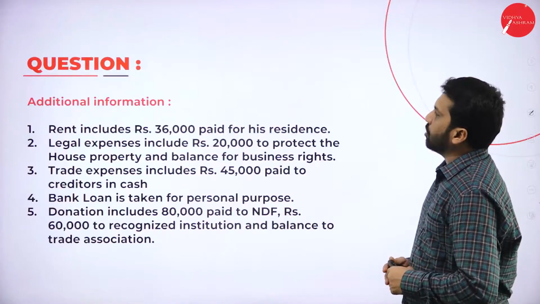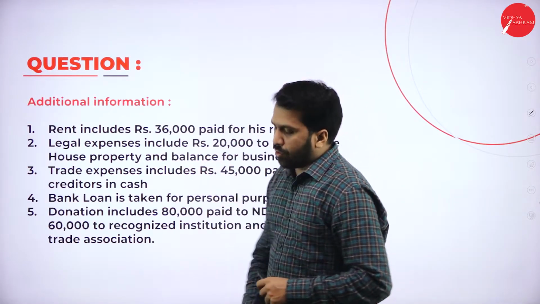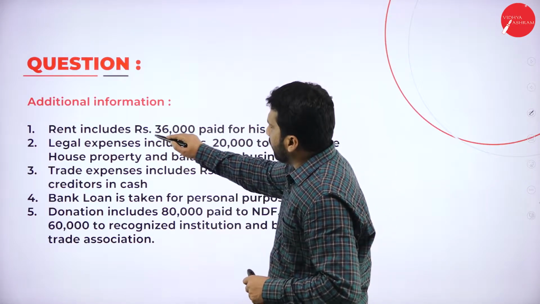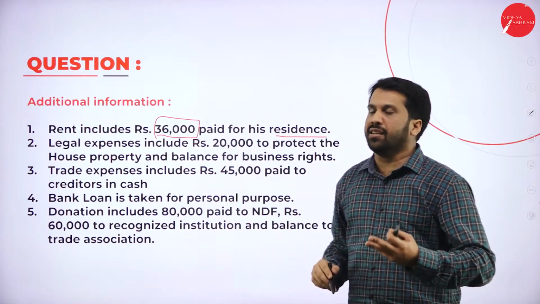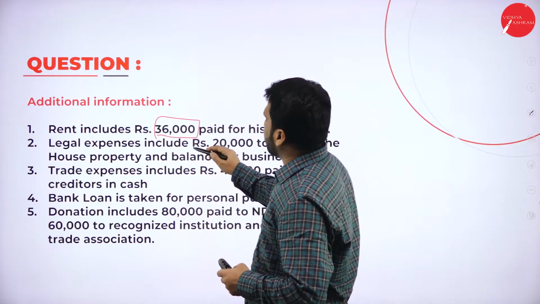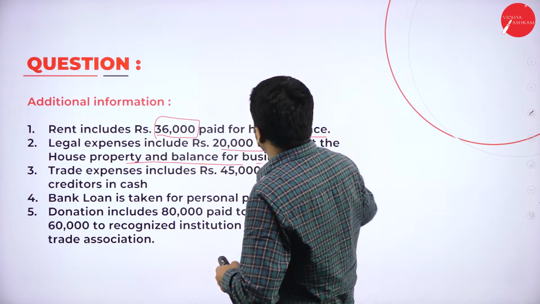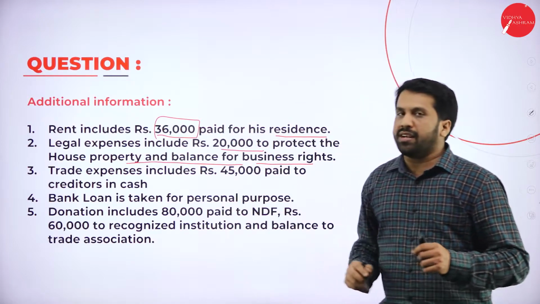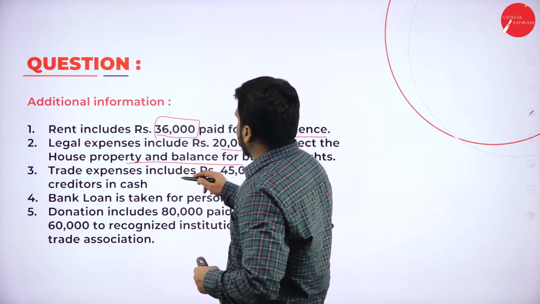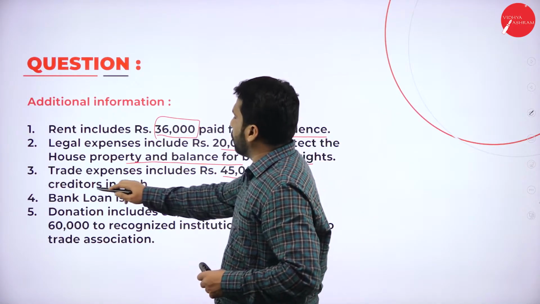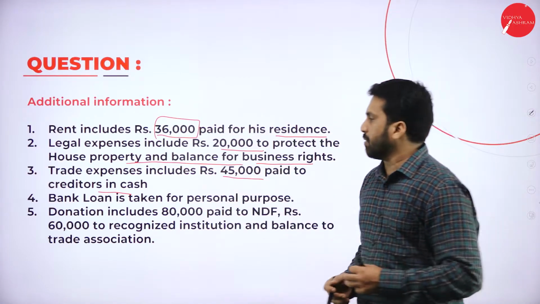Along with this, the adjustment, additional information. Rent includes 36,000. Remember, 36,000 paid for residence, personal. Then, legal expenses include 20,000 to protect the house property and balance for the business. Whatever 20,000 you have paid, it is to protect your house property. Trade expenses include 45,000 paid to creditors. For creditors, we are paying this. That is a trade expense.